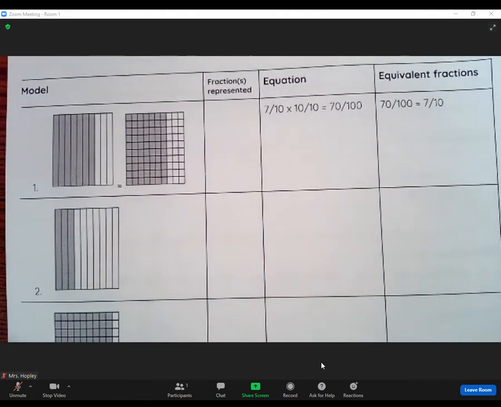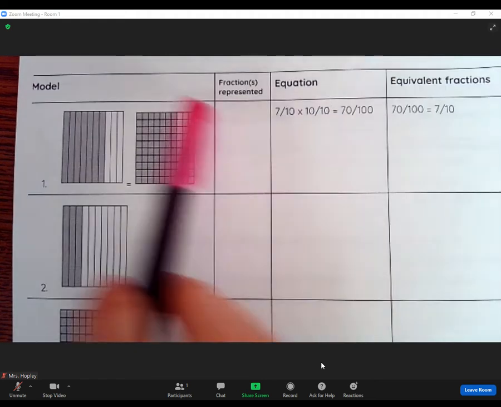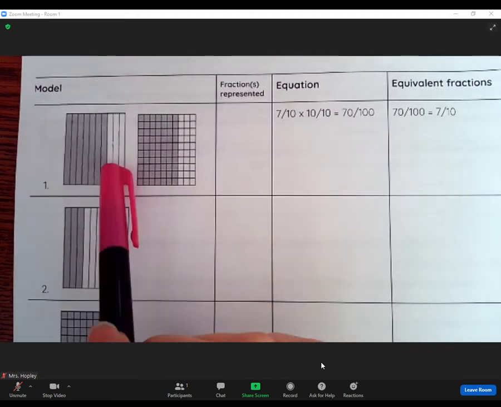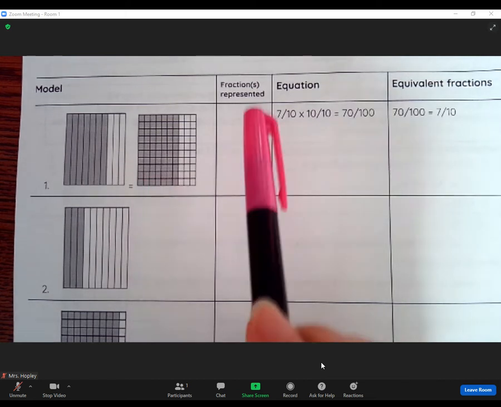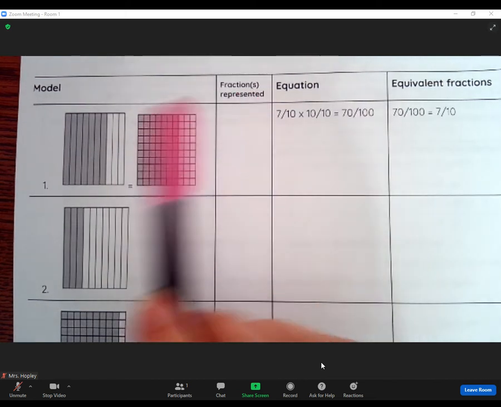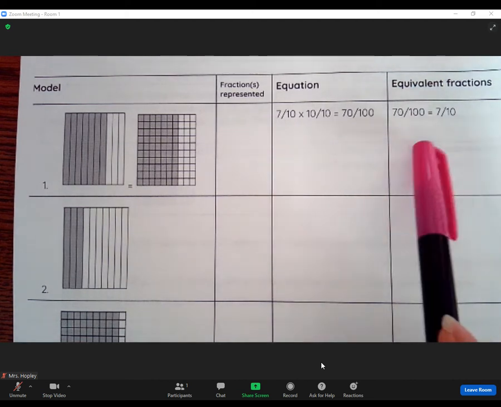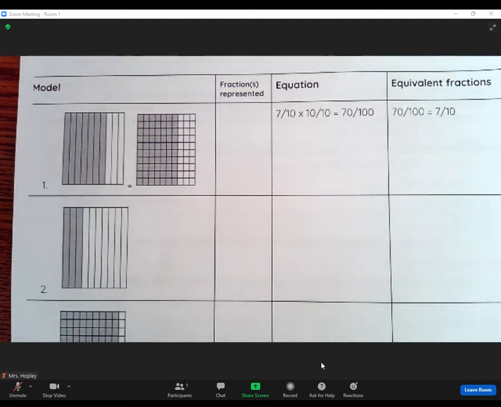So this is your independent work for today. We're going to be filling in this table. The first one is done for us, so we'll be looking at a model. In this case, we have both models. We're going to label the fraction or fractions, in this case, that are represented, coming up with equations, and then finally listing the equivalent fractions.